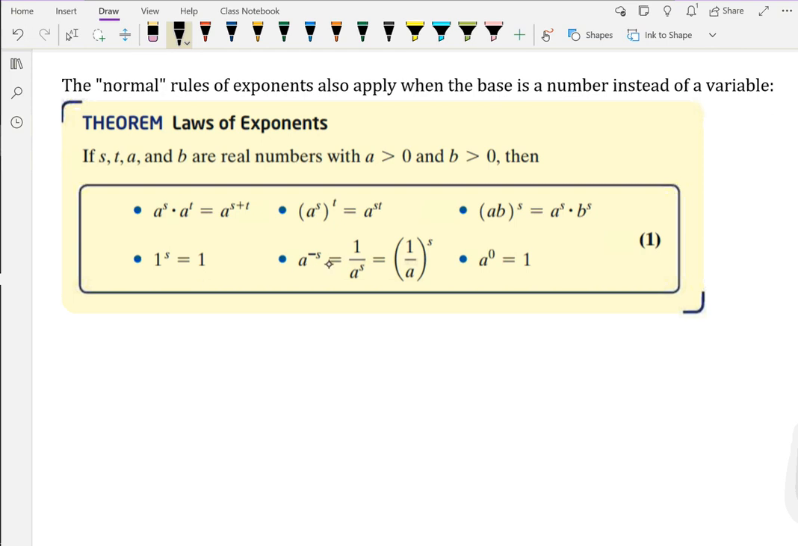If we have a negative power, the negative power here is just going to be the reciprocal. So it's going to be 1 over A to the S. We can write it either this way, or we can write it with parentheses, where either the S is in the denominator, or with the entire expression written in parentheses, the exponent is outside of that. And anything to the 0 power, by definition, is 1.